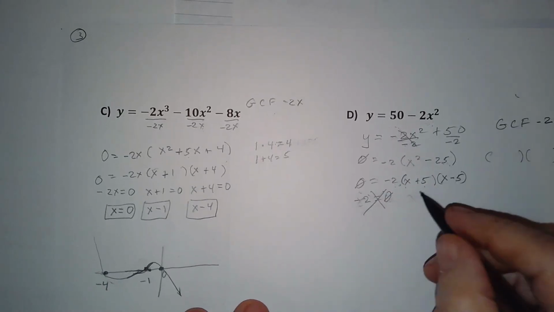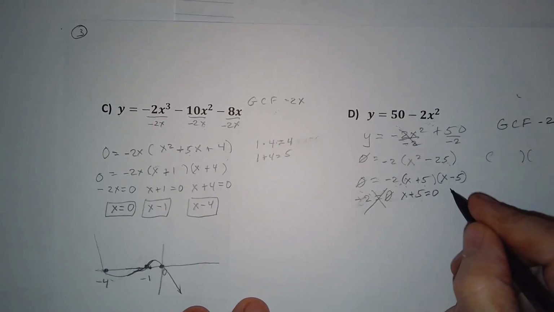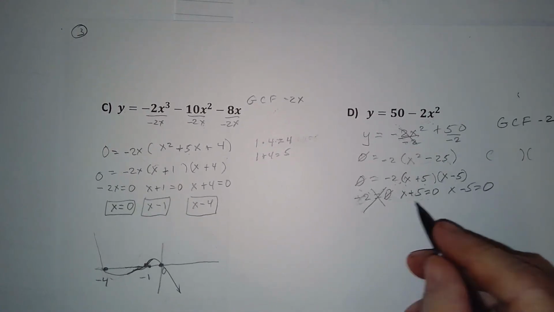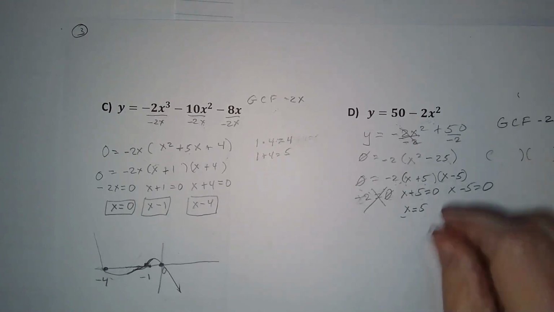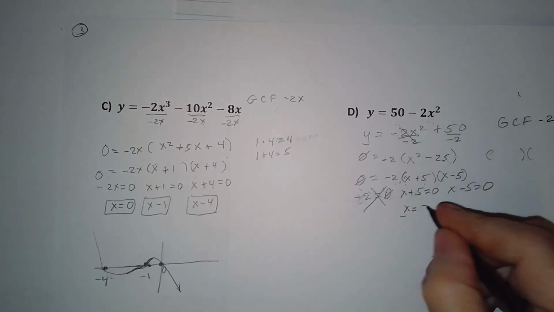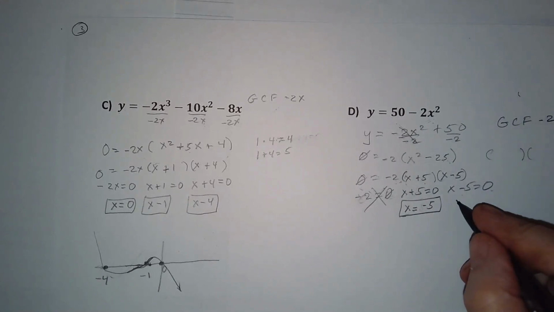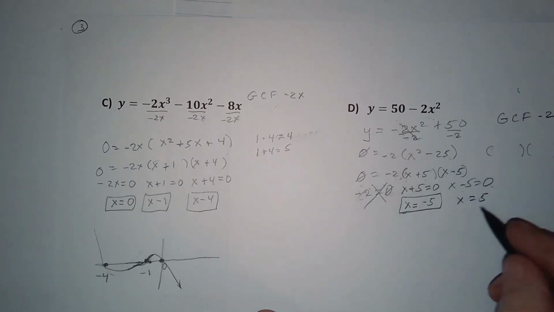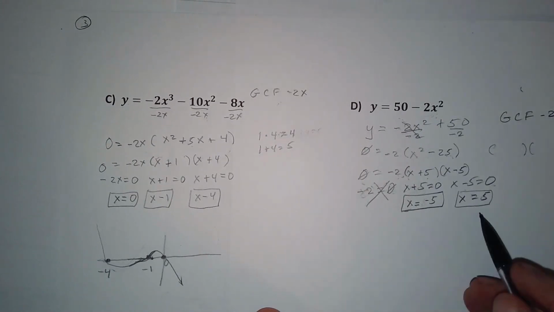So I'm going to cross that out. Then we have x plus 5 equals 0, and then we have x minus 5 equals 0. All right. So this, of course, you would subtract 5, so you have x equals negative 5. So that is a solution. And then this here, you're adding 5 to both sides, so you've got x equals 5. Okay? All right, so I only have 2 zeros.